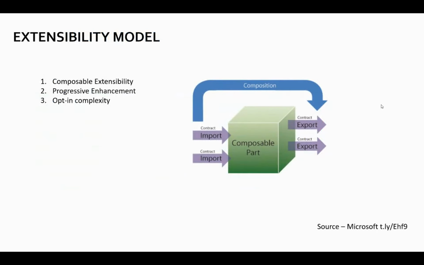Now, these are the extensibility models which come with the Sitecore Commerce. There are three models. One is the composable extensibility, second one is the progressive enhancement, and third is the opt-in complexity. All this means is that you can plug in your own custom plugin with the Commerce, and we can leverage their existing Commerce engine platform.